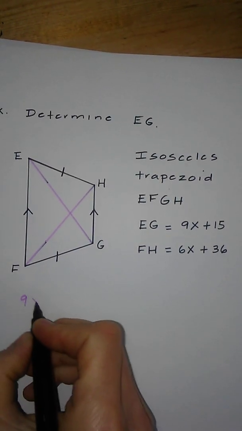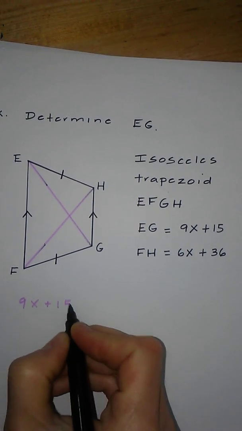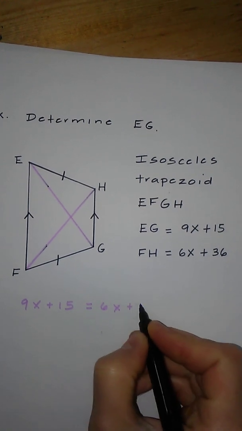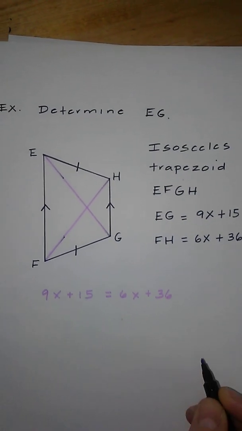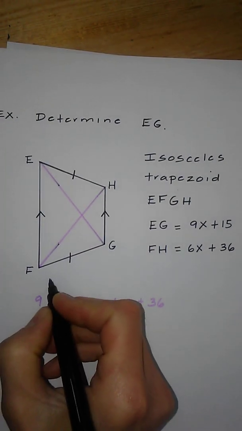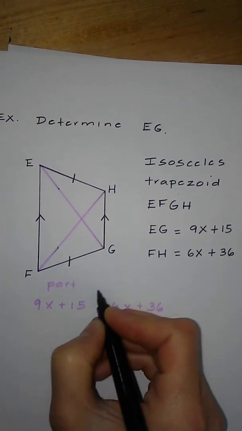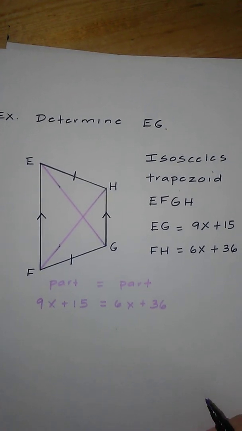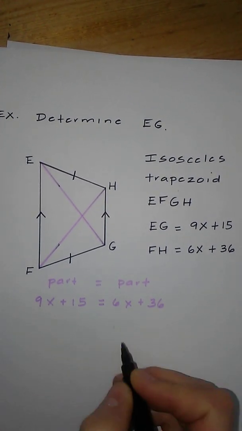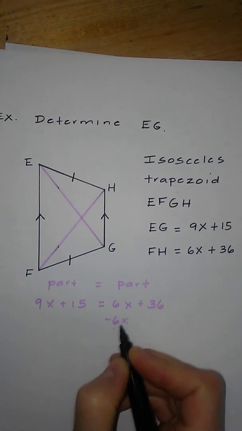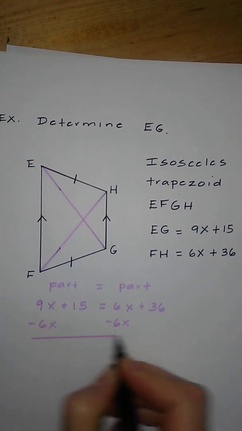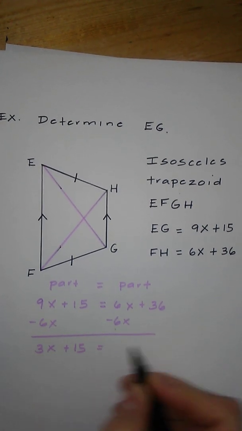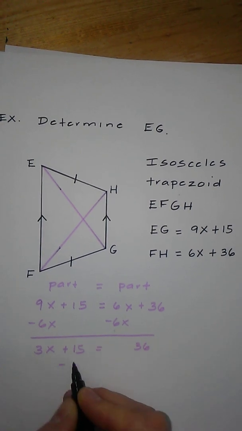So 9x plus 15 equals 6x plus 36. Write that nickname catchphrase up here to remind you that's what I'm using for my strategy. Go through our solving steps and get our x's on the left and constants on the right.